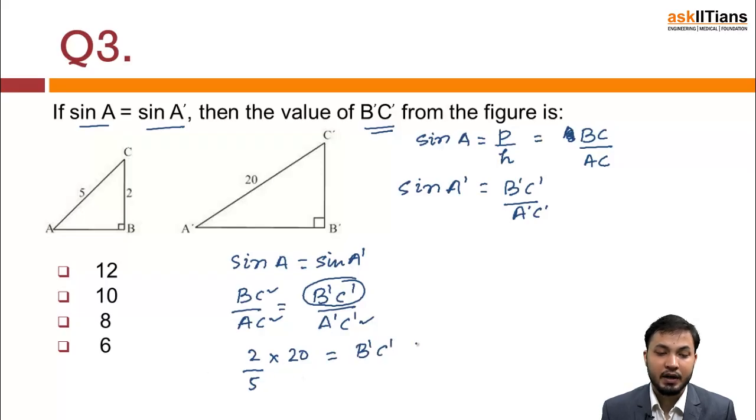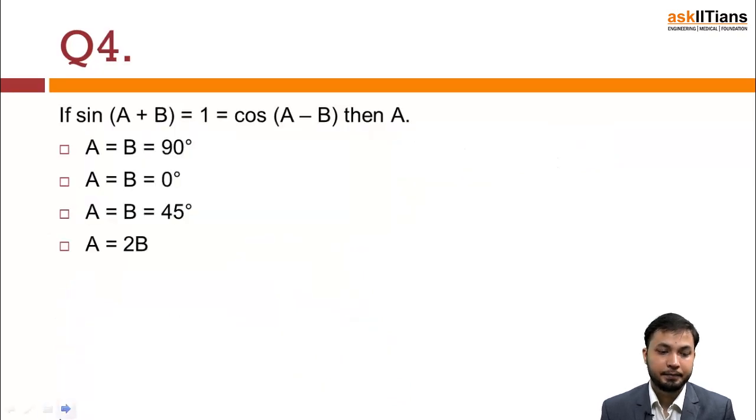I solve this and I get that my B dash C dash is equal to 8 units. So this will be my answer for this question. Simple, a little different, but a very straightforward question. Now let's move on to our next part.